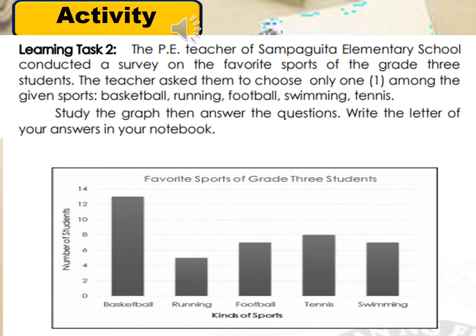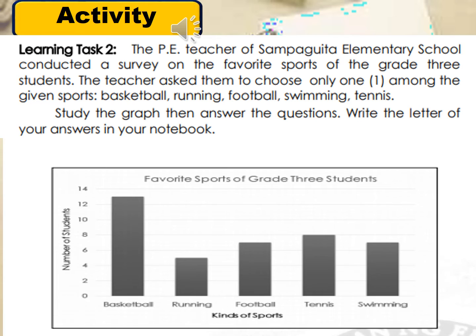So the title of the graph is Favorite Sports of Grade 3 Students. Now we can see here the number of students from 0 to 14. Now we have different kinds of sports. We can see the word basketball, running, football, tennis, and swimming. And look at the graph below.